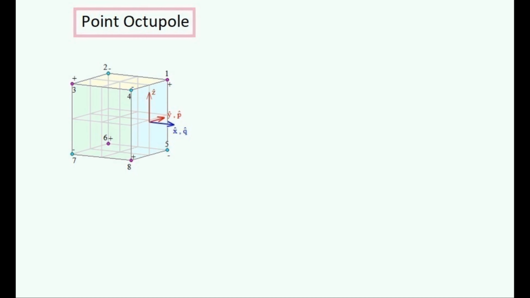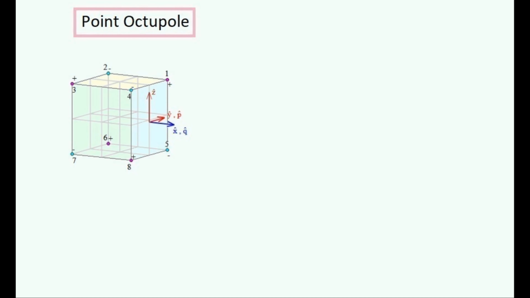Hello, and welcome to this video about point octupoles, also known as ideal octupoles. Octupoles are an arrangement of 8 point charges with equal magnitude on the corners of a cube, so that the net charge is 0, and the dipole moment and quadrupole moments are also 0, and so the octupole moment is left to dominate.